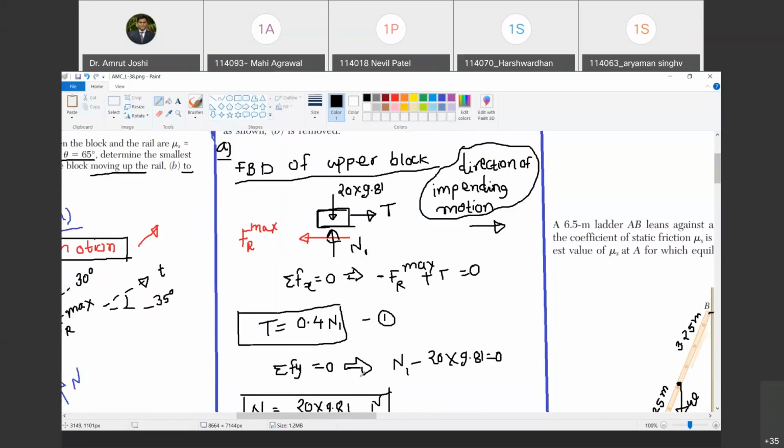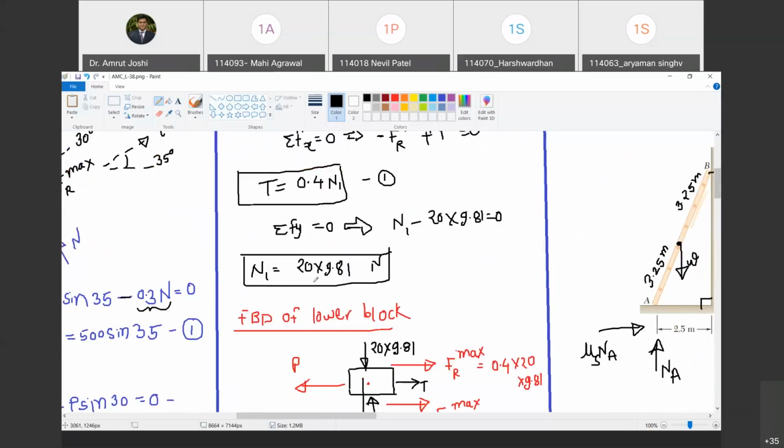Now summation Fy equal to 0. N1 minus 20 into 9.81 equal to 0. Don't take g as 10. That is the simplification that you are used to do in 11th and 12th standard physics. Not here, unless it is specified. Are you with me? Yes, sir. So N1 minus 20 into 9.81 equal to 0. Therefore, N1 is equal to 20 into 9.81 Newton. Kg meter per second square is Newton. Do you agree with me? Yes, sir. So N1 is equal to 20 into 9.81. This is the first part.